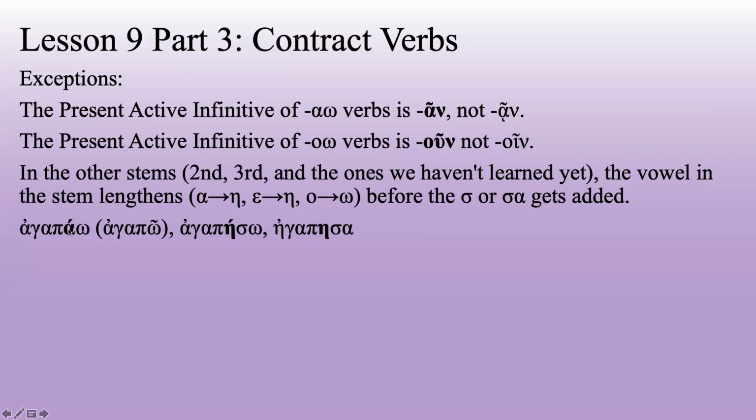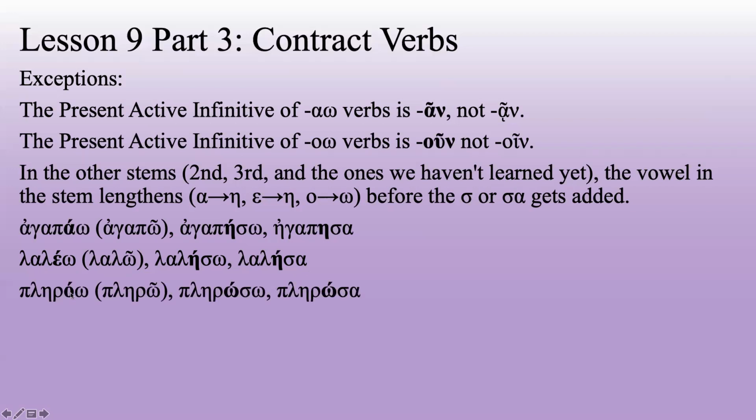What happened is this alpha lengthened into an eta before we added the sigma for the future, and then that's an ending. In the third stem, this is actually the aorist active indicative first person singular, agapesa. Same thing happened: the alpha lengthened to an eta before we added the sa ending, and we've got the augment at the beginning. Here are the present active indicative, future active indicative, and aorist active indicative first person singulars again. Laleo: the epsilon lengthens to an eta in both of those places before the sigma or the sigma alpha gets added. Plerao: the omicron lengthens to an omega.